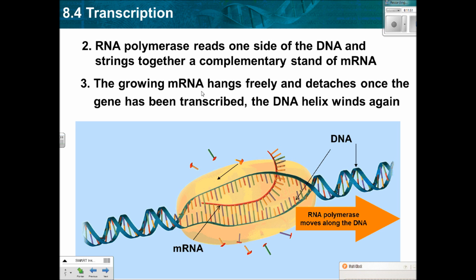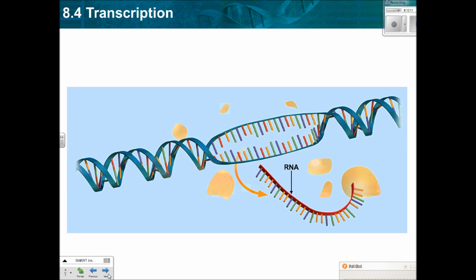3, the growing messenger RNA hangs freely and detaches once the gene has been transcribed. The DNA helix winds again. Okay, now before I go on, do you have the messenger RNA labeled? Do you have the DNA labeled? We're okay? Okay, so then we continue, and there's no words for it, but then it disconnects, right? It was basically just using the template to be made, and it's mobile. This is messenger RNA. This is showing the complex breaking up into its individual parts. It can be reassembled, parts can be used so that it can happen again.